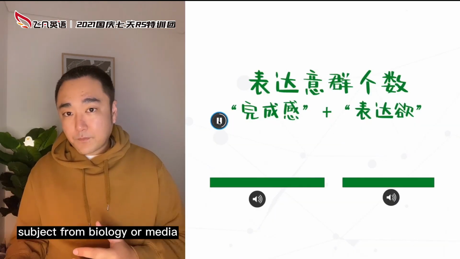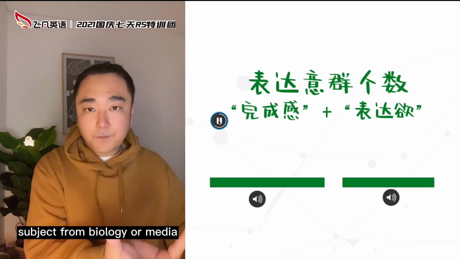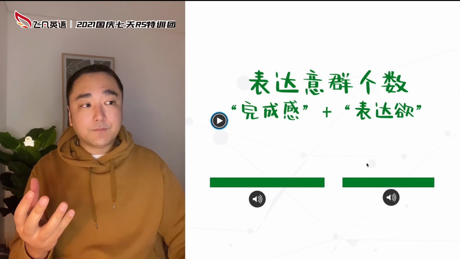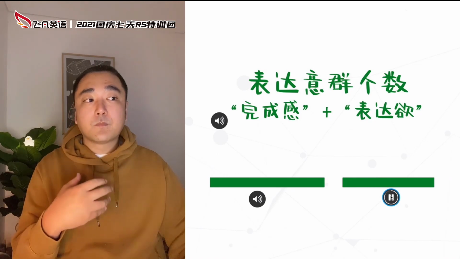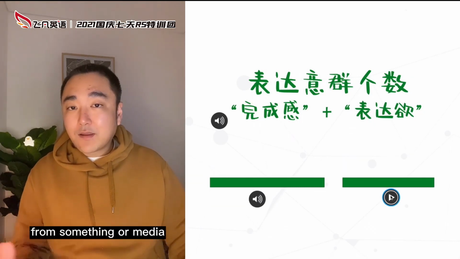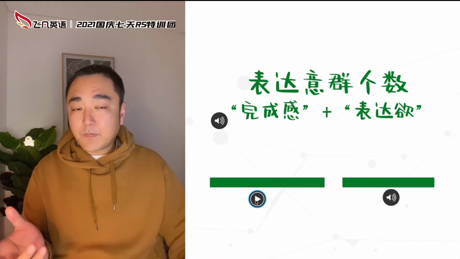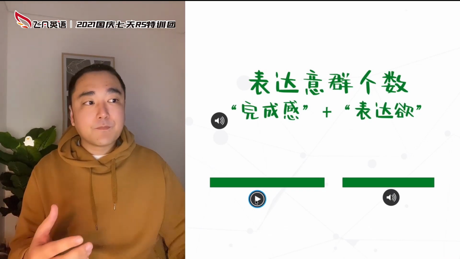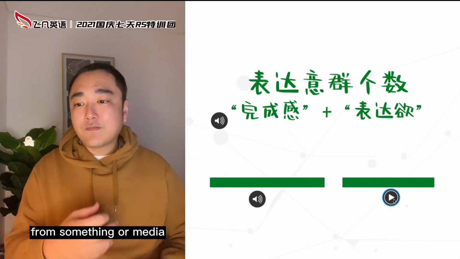You can only choose one subject from biology or media. 这个时候我们先说第二个意群，比如 from biology or media, from biology or media, from something or media. 好，再说第一个：You can only choose one subject. You can only choose something. 然后合起来：You can only choose something from biology or media. You can only choose something from something or media.